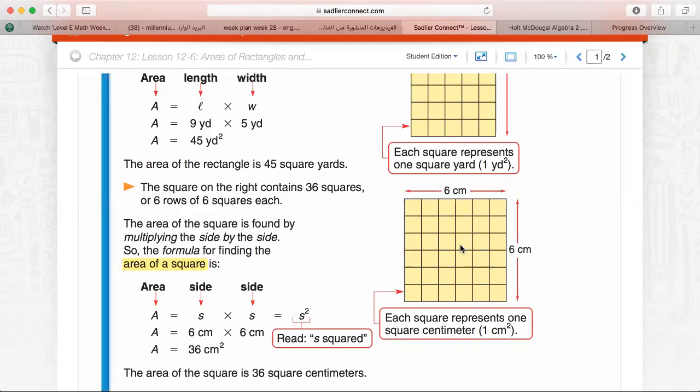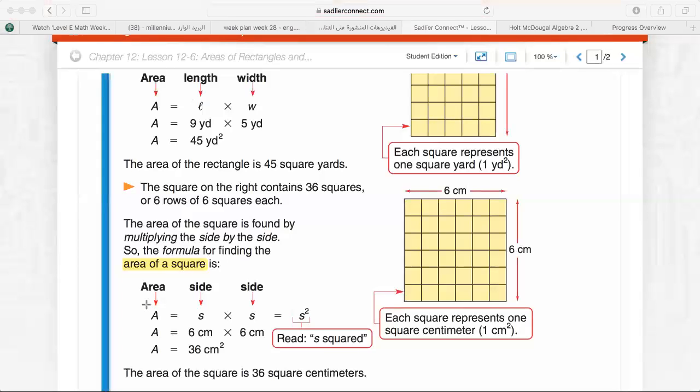Okay, so the area of the square is found by multiplying the side by the side. So the formula for finding the area of a square is: area of the square is side multiplied by side, which is equal to side squared. Side squared. Okay?